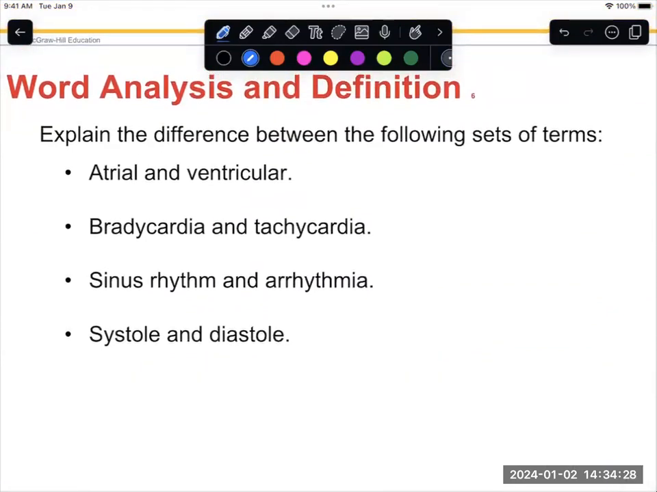Atrial is pertaining to the atrium, so where blood enters into the heart, while ventricular is pertaining to the ventricles, and that is what pumps the blood out of the heart.